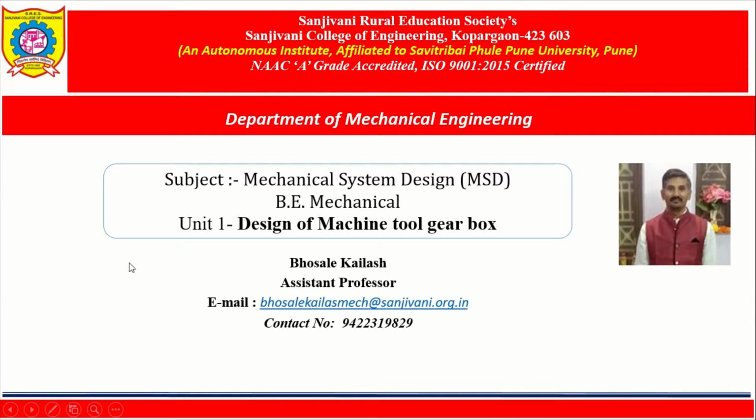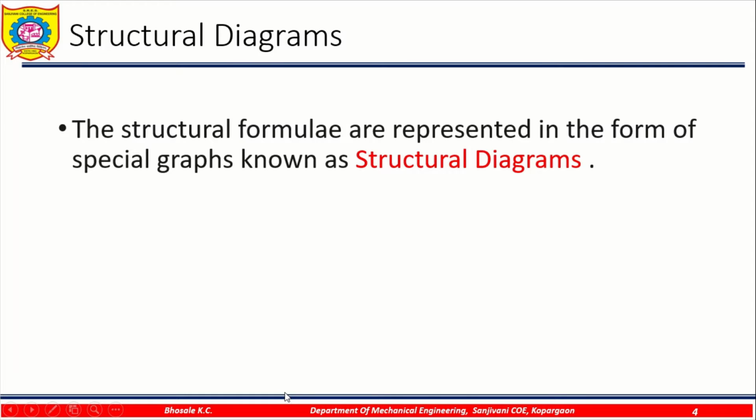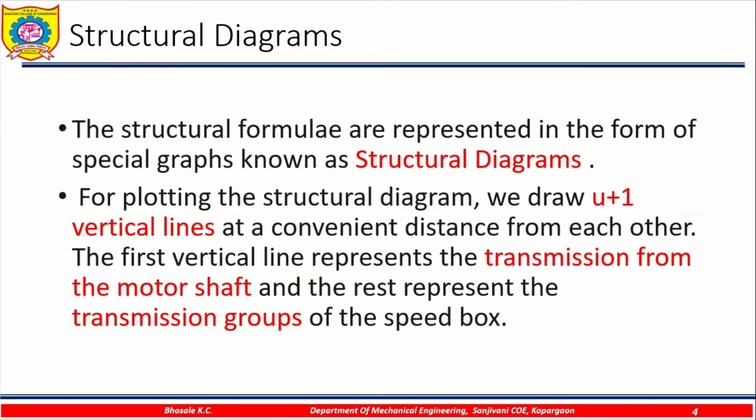In this session, we'll see how to draw the structural diagram. The structural formulae are represented in the form of a spatial graph that is known as a structural diagram. For plotting the structural diagram, we draw u plus 1 vertical lines, where u is the number of stages, at a convenient distance from each other. The first vertical line represents the transmission from the motor shaft, and the rest represent the transmission groups of the speed box.